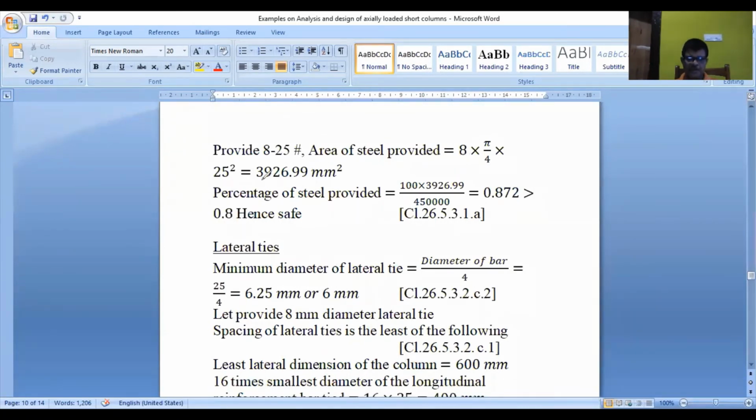Now 8 bars is the area. The percent of steel comes out, so we take the percent of steel provided. It's coming 0.0872, which is greater than 0.8. If it is less than 0.8, you have to provide minimum 0.8%. That you have to check.